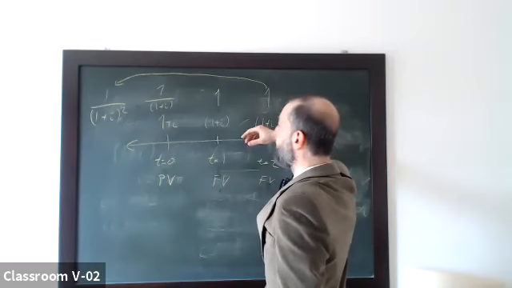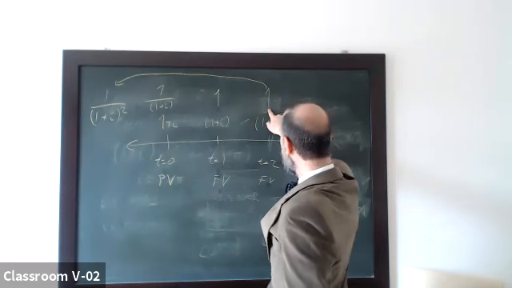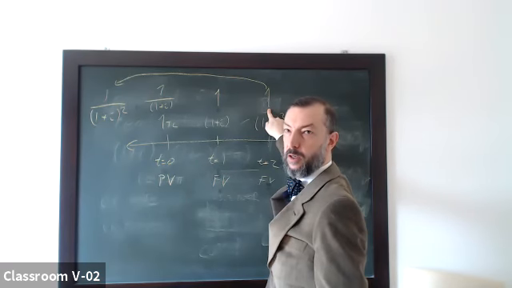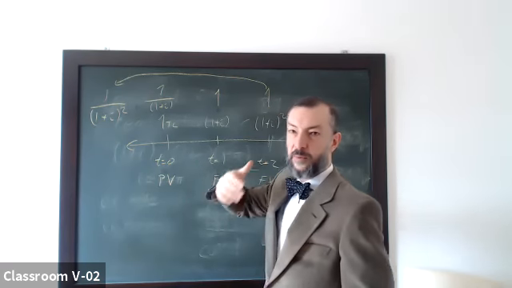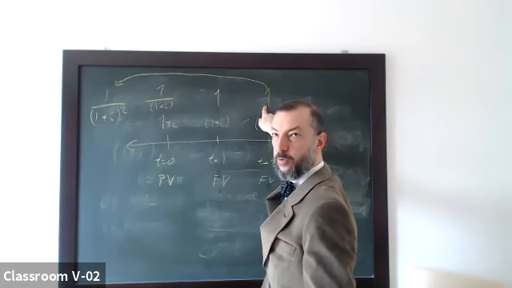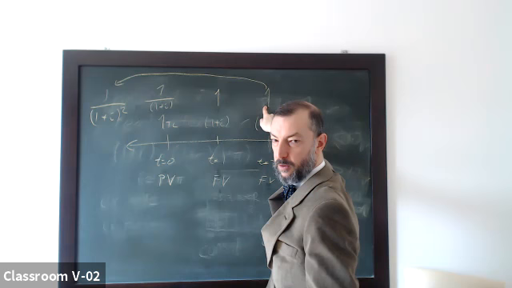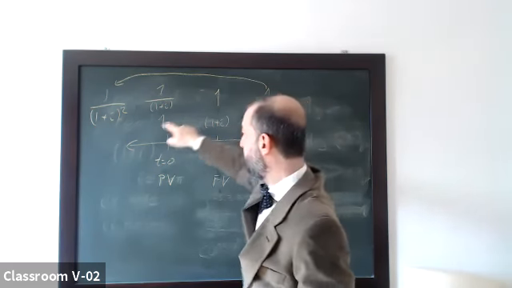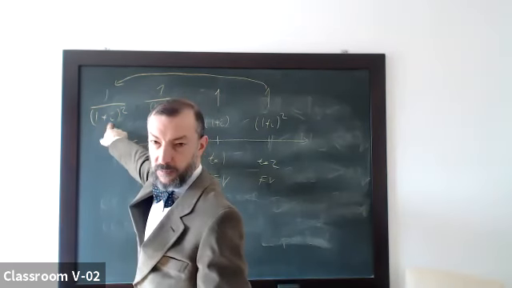I just said, if the future value is 1, okay? Let's say I promise you 1 two years from now. What is the value of that? What is the present value of that today? That's this one, and the present value is 1 over (1 plus i) squared, all right?